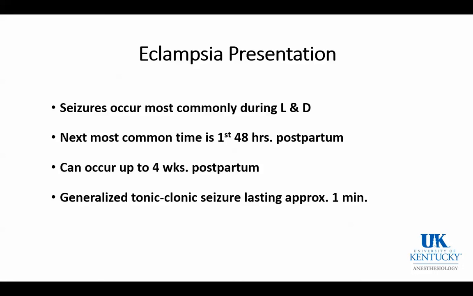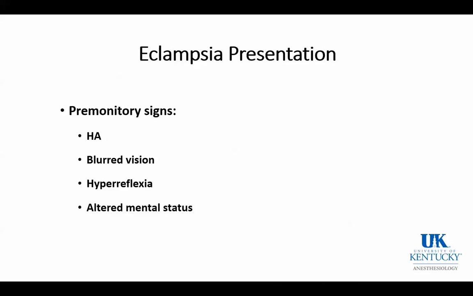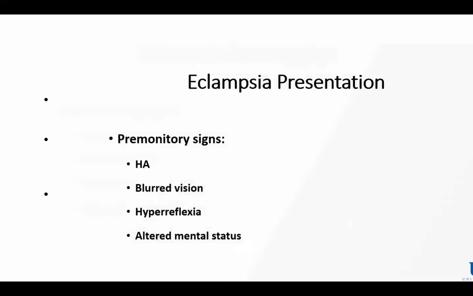But realize that it can occur, just like preeclampsia itself, up to 4 weeks postpartum. So you can have someone come in postpartum who's seized and has eclampsia, just like you can have someone come in postpartum with a new diagnosis of preeclampsia. It presents generally with a generalized tonic-clonic seizure, but generally short, usually lasting about a minute or maybe even less. Oftentimes these patients will have some premonitory signs such as headache, blurred vision, hyperreflexia, and they may have some altered mental status.